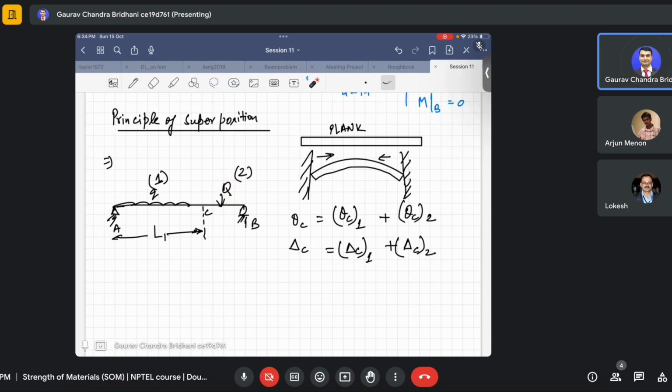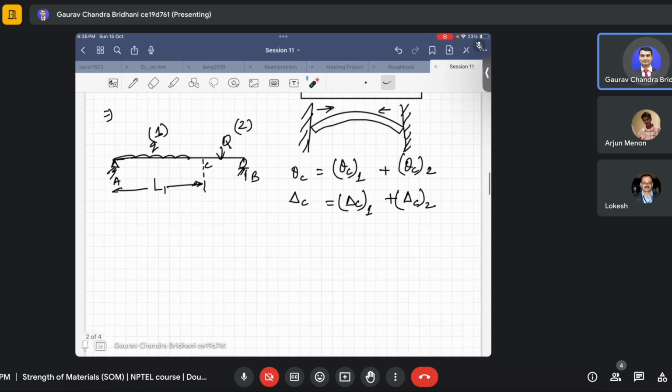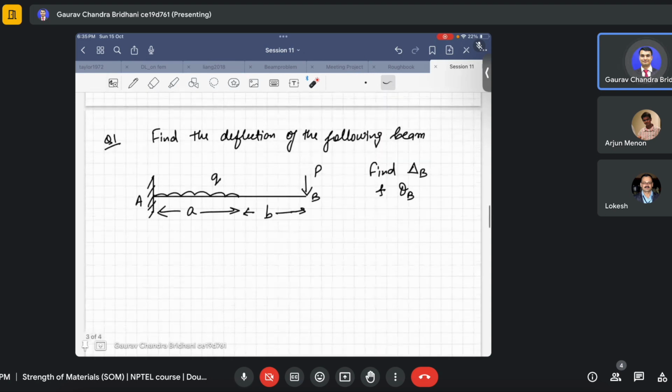So this is the way we use the principle of superposition. As I told, you need to keep two things in mind: in which cases you can apply the principle of superposition, and how to apply it. You can have many problems and many questions to solve, but their objective will always be the same, and the same type of concept will apply to come up with the answer. Anyway, I have chosen a problem like this.